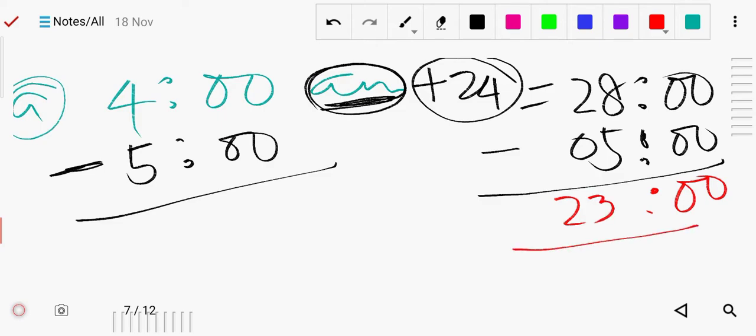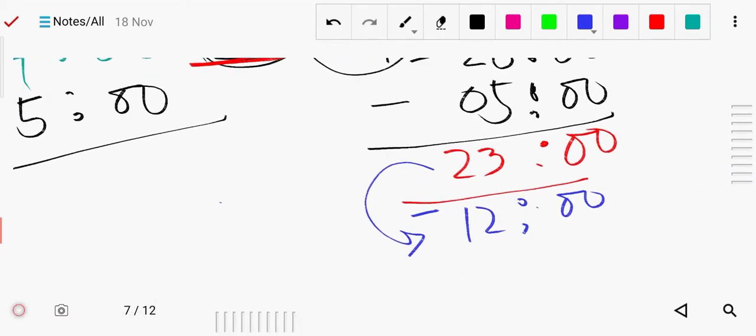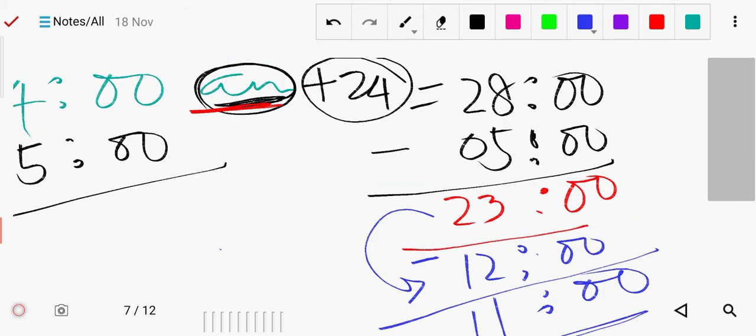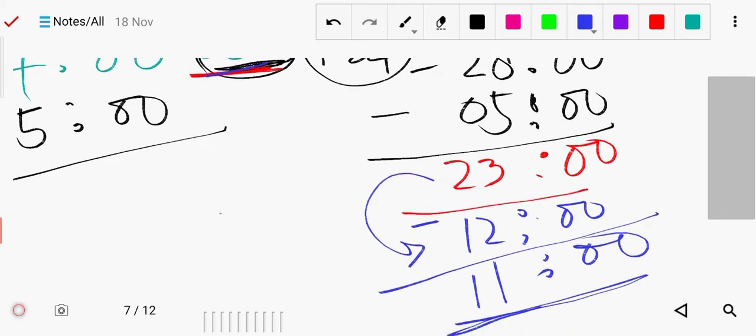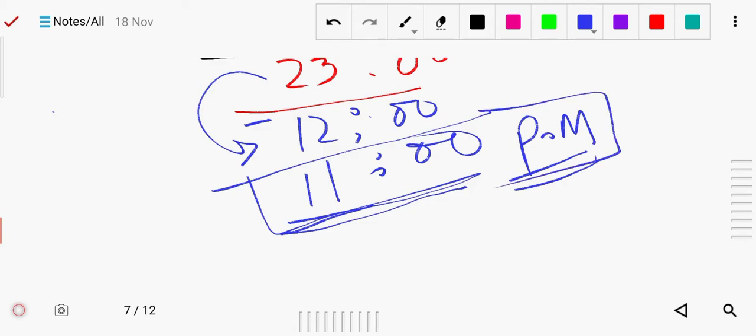Now this 23 you have to change again to AM or PM, because the question is given in AM. So you can subtract 12. When you subtract 12, it will be 11. So the question is given in AM, so the answer will be in PM. This is your 11 PM is your answer.